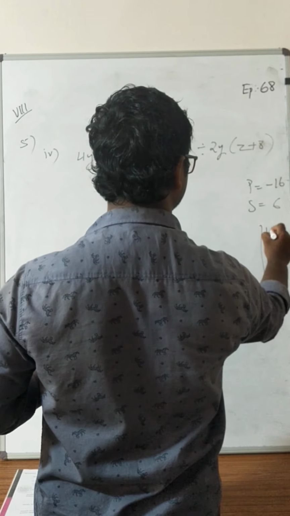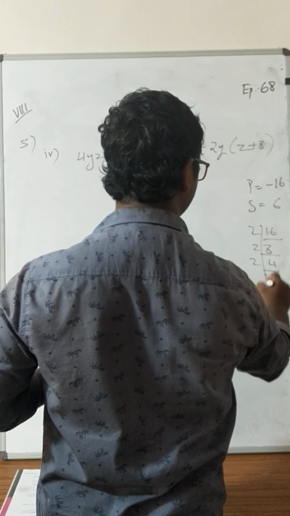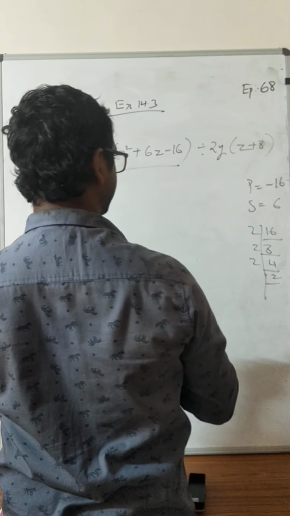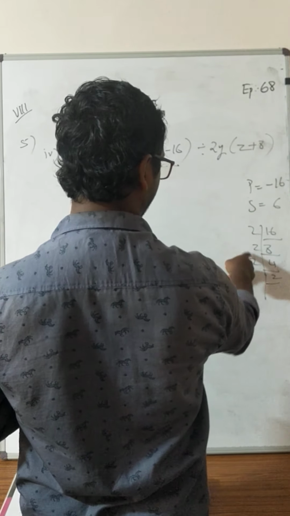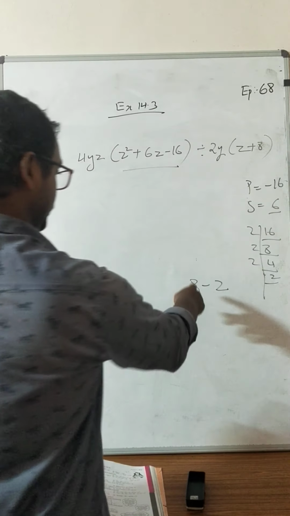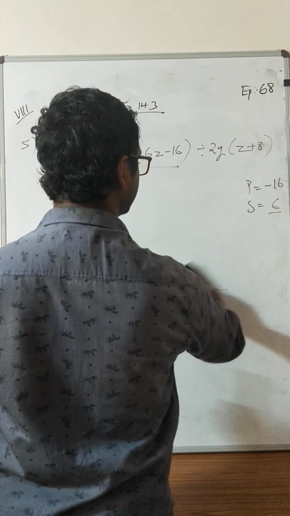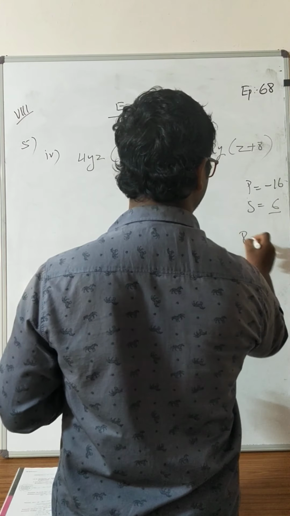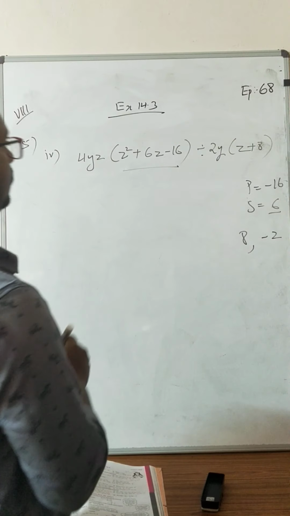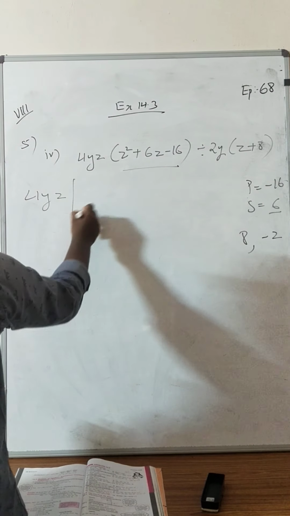So 16, 2 8s, 2 4s, 2 2s. Now we have to make 6. How? 2, 4, 8. 8 minus 2 is 6. And 8 into minus 2 is minus 16. So the numbers that we require to split the middle term are 8 and minus 2. Now let us keep 4yz as it is and let us start from here.